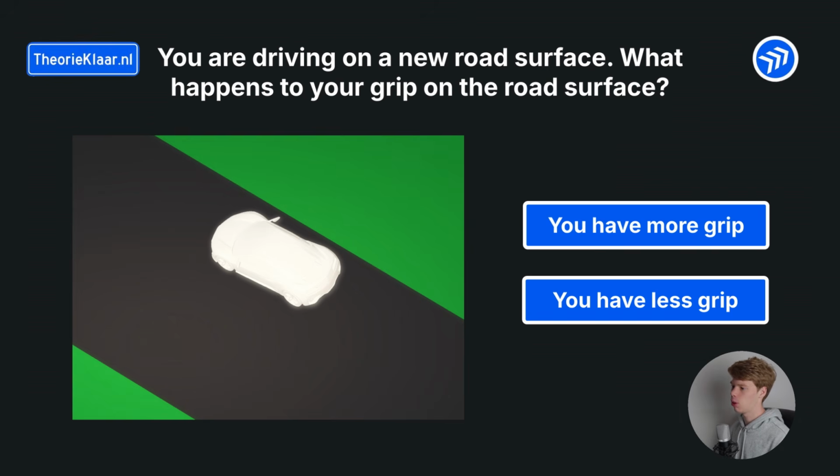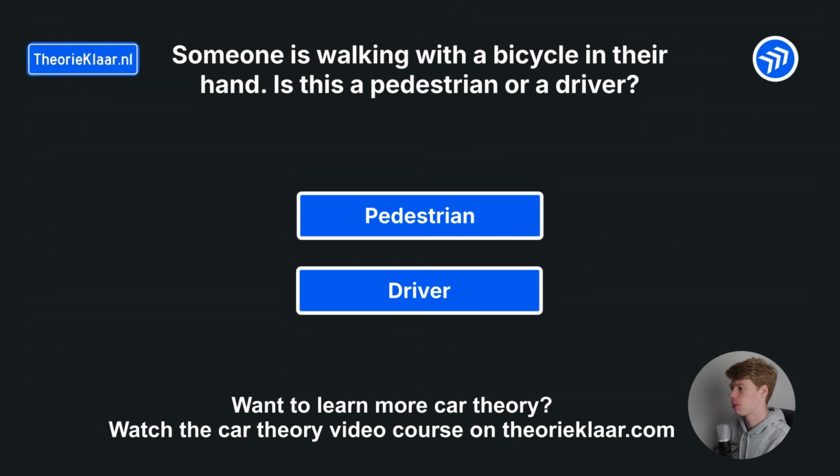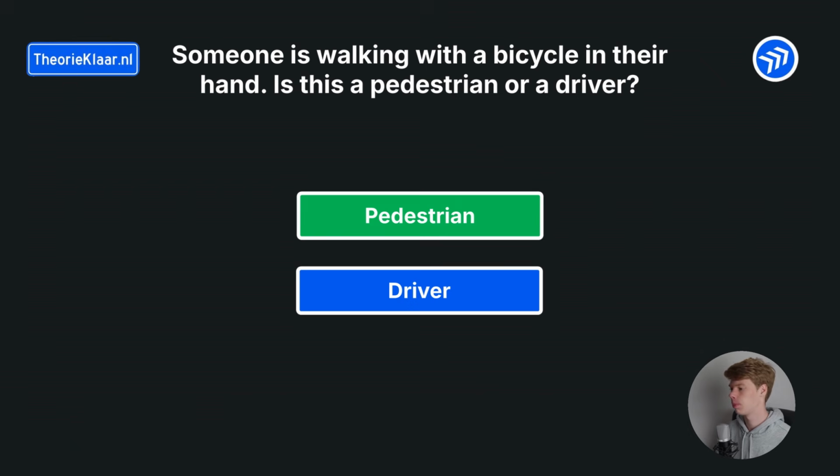You are driving on a new road surface. What happens to your grip on the road surface? Do you have more or less grip? New asphalt can be very slippery, and that results in less grip in the beginning. Someone is walking with a bicycle in their hand. Is this a pedestrian or a driver? If you walk with a bicycle in your hand, then you are a pedestrian.